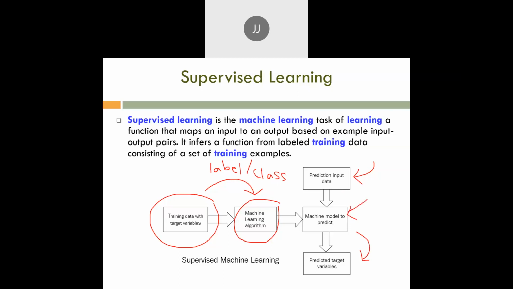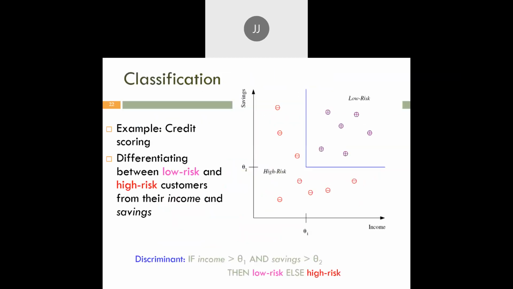So always remember that in a supervised machine learning, we perform classification or regression. Okay? For unsupervised, we perform clustering or segmentation or market basket analysis. We will learn that one later on. So this is just to differentiate between supervised and unsupervised learning. This is some of the example.